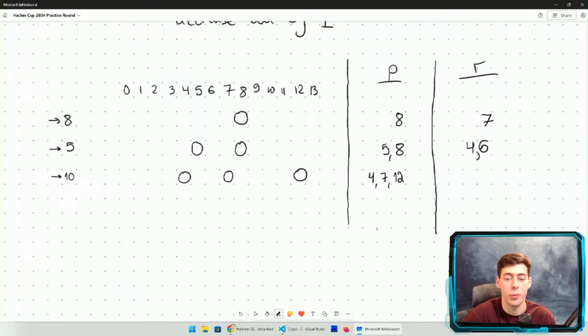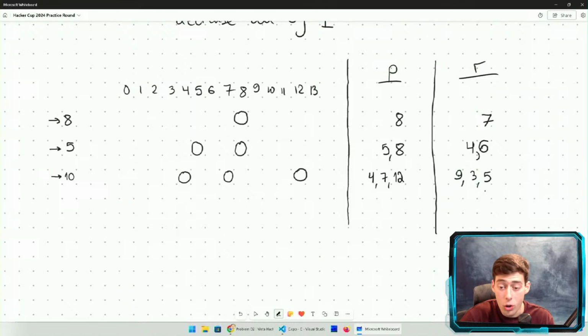4, 7, and 12. The energies now, again, we just add the new energy, so 10, and then we decrease them all by 1. So it's 9, 3, and 5. So as you see, again, these energies are correct.